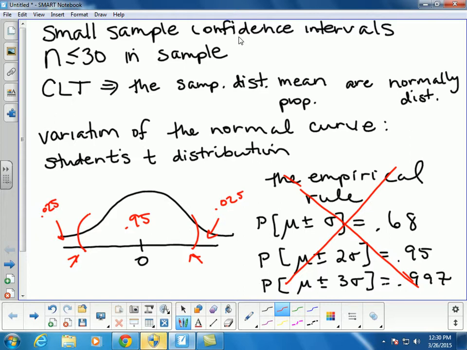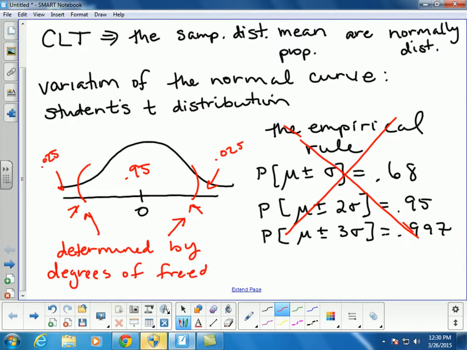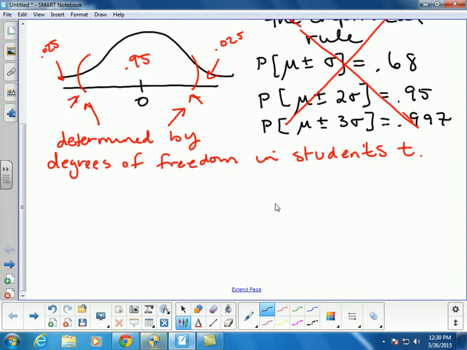And those tails, these markers, are determined by what we call the degrees of freedom in the student's t distribution. So there's a definition for degrees of freedom. Degrees of freedom is always equal to n minus 1 in the t distribution.